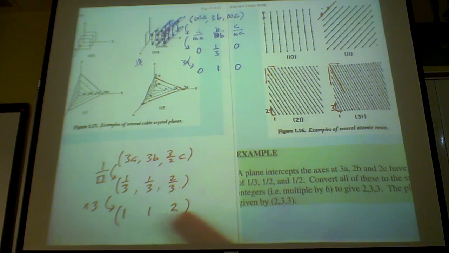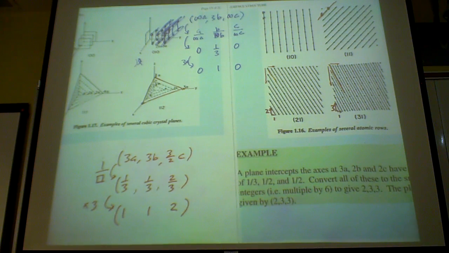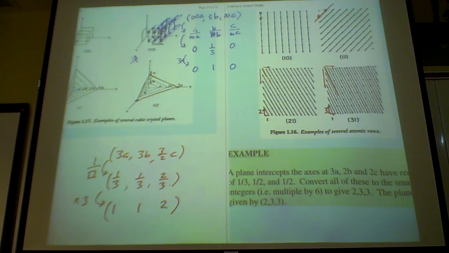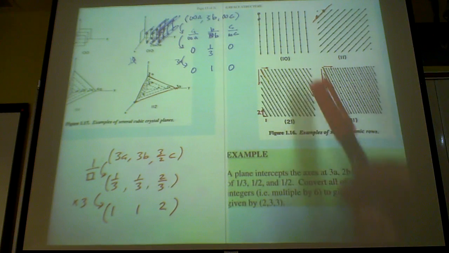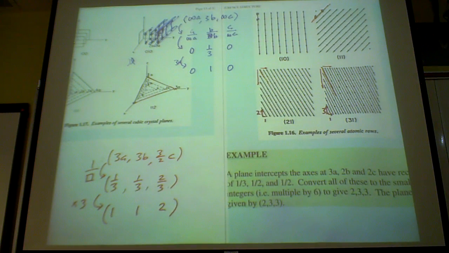I want people to be familiar and comfortable when they see these Miller indexes. They can sort of imagine what the plane looks like. That's the skill that we want to train people as chemists to be able to imagine these materials in space.